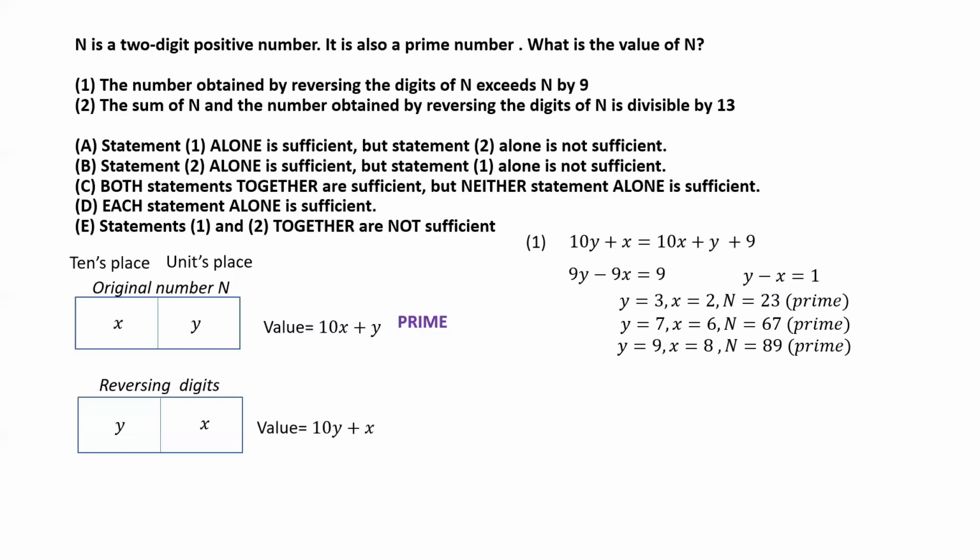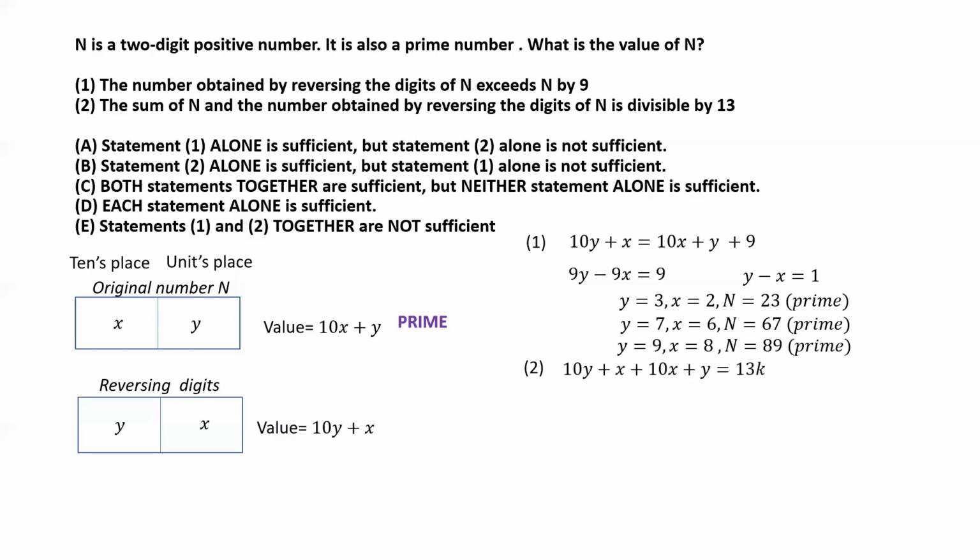So now let's consider statement 2. And this is a consideration that's independent, so it's independent of whatever was given in statement 1. Statement 2 states that the sum of n and the number obtained by reversing its digits is divisible by 13. So what would be the sum of the number n and the number obtained by reversing its digits?